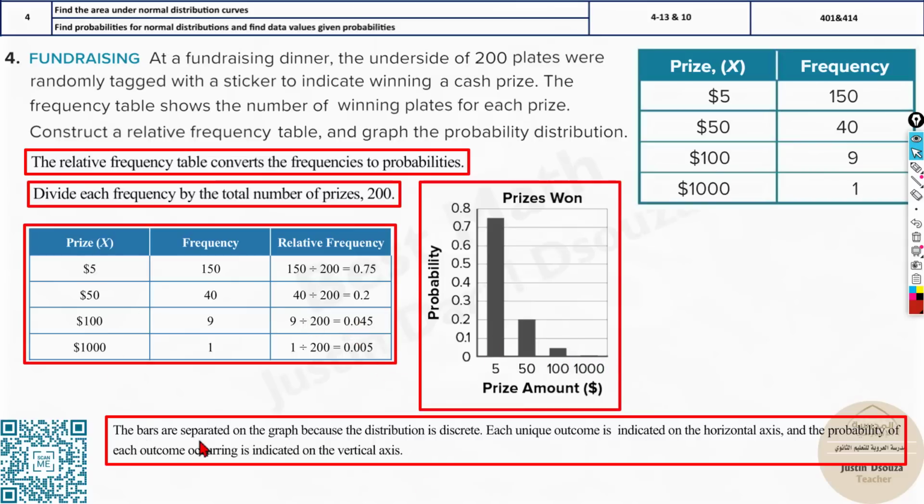Here you can see the bars are separated because they are discrete, they're whole numbers, right? Whereas if they're continuous, it would be a normal distribution graph. We will see that later.